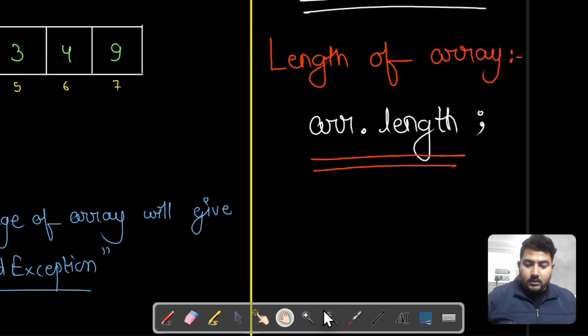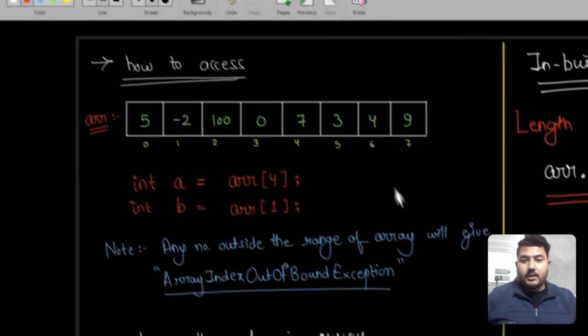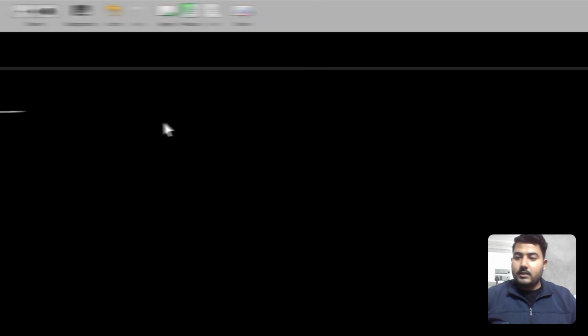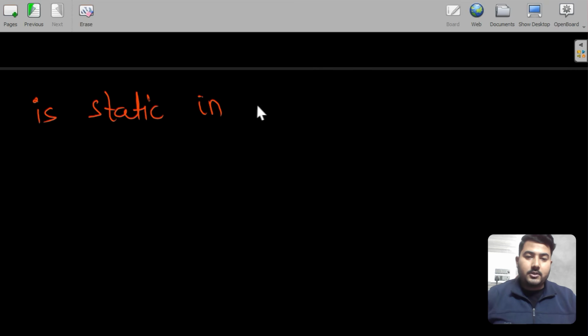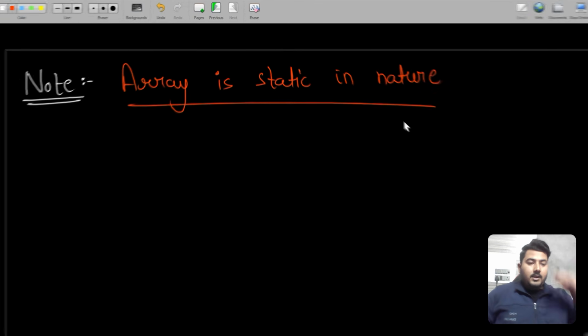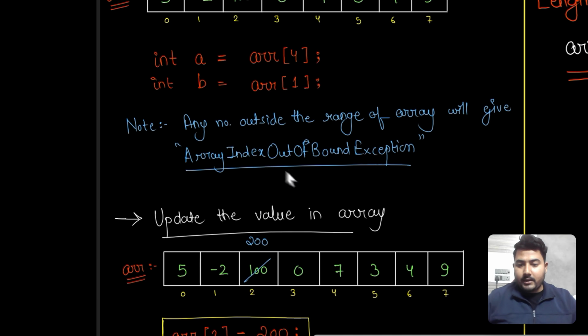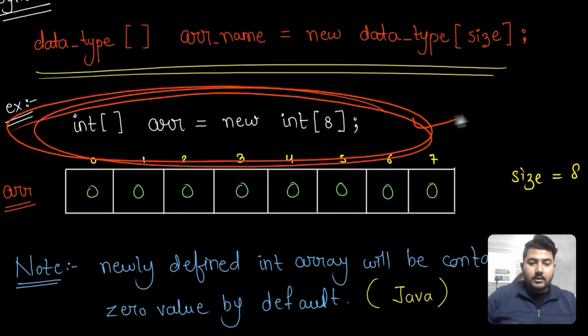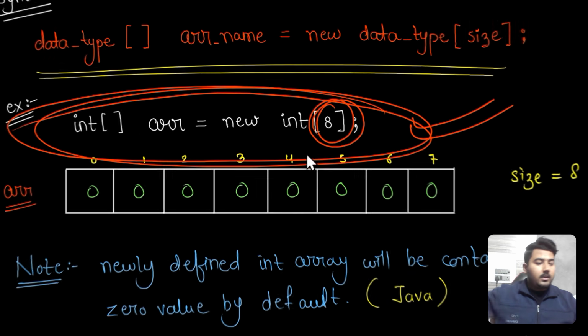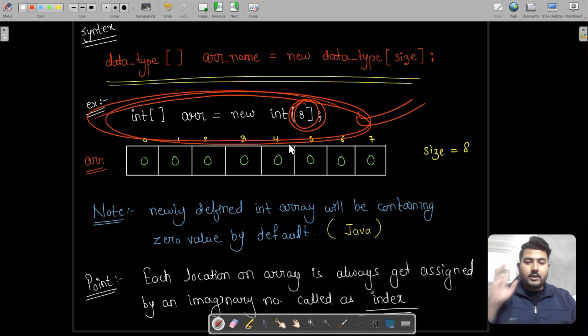And apart from this, another important point which I would like to mention here is that there is one speciality in array. That is, array is static in nature. What do I mean by that? If some data structure is static, that means its size is not changeable. Once you have defined an array, just like what we did right here, once we have written this line and defined the size of the array as 8, in its entire future, it can never change its size. It will always remain 8 size only.